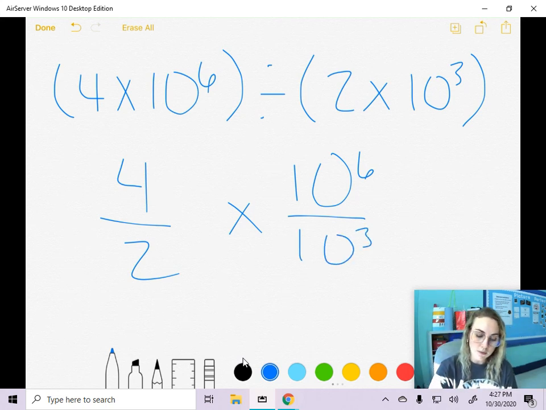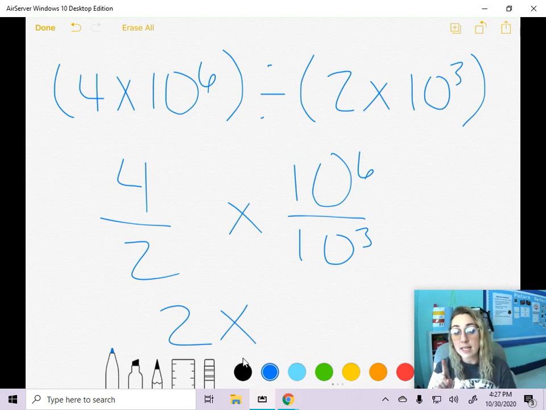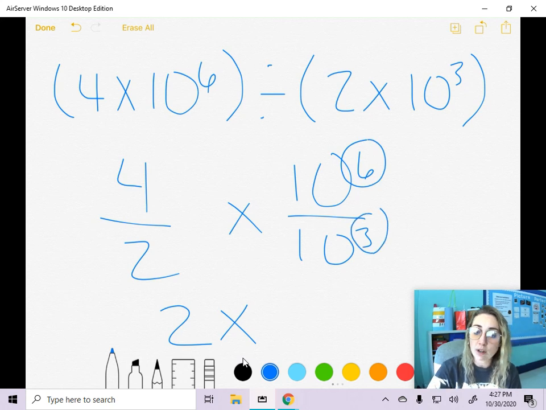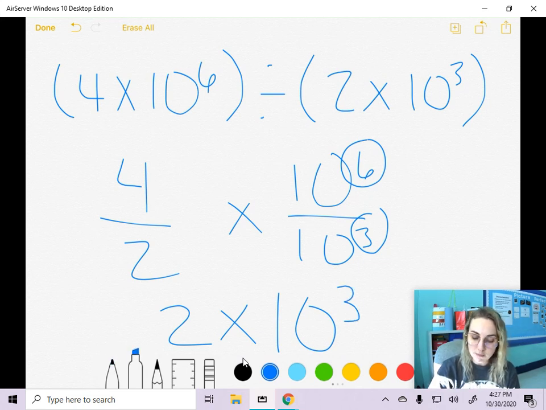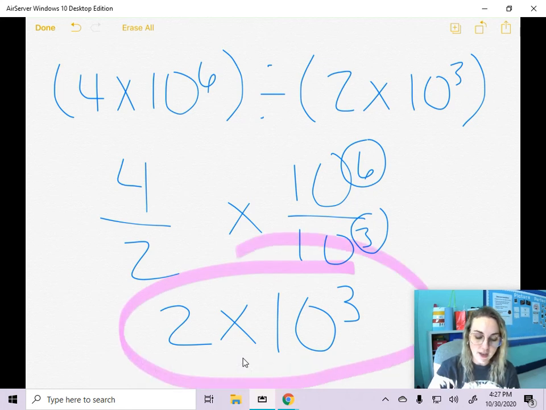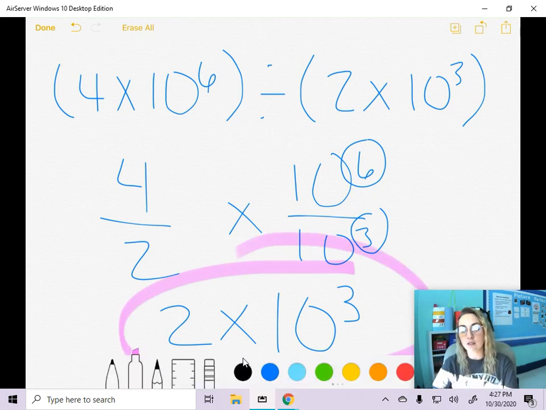4 divided by 2 is going to leave us with 2. 2 is in between 1 and 10, so you know you're pretty much going to be done after this part. Again, we're going to subtract the numerator exponent by the denominator exponent, so our answer will be 10. 6 minus 3 is going to leave us with 3. Since this is in proper scientific notation, that is going to be our answer.